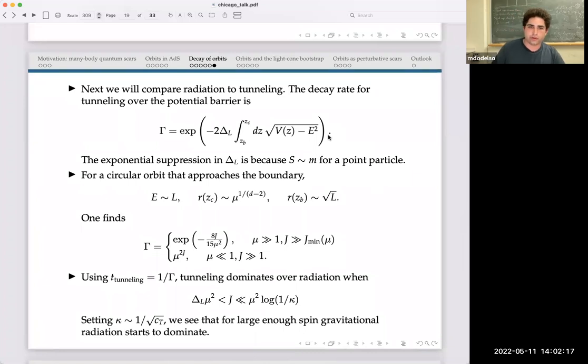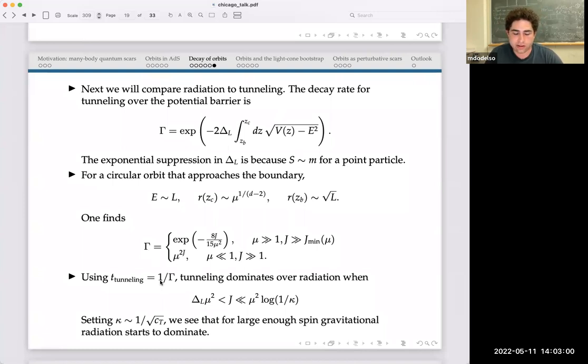For a circular orbit that's very far away, we know that E is approximately L, because that's the AdS answer. And here are the other two turning points. One finds this answer. So gamma is exponentially suppressed in spin. For large black holes, the exponential suppression is e to the minus j over mu squared. And for small black holes, it's mu to the 2j. So this is exponentially small at large spin. It's non-perturbatively small. So that's the decay rate.